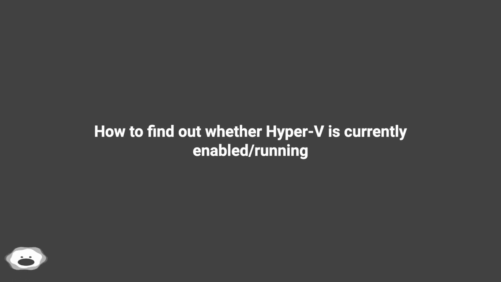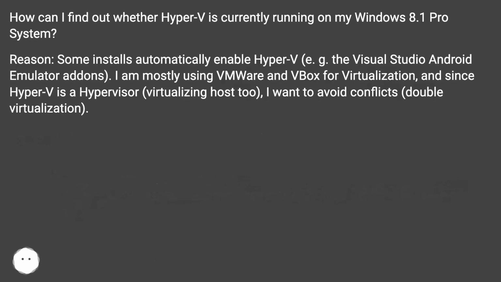How to find out whether Hyper-V is currently enabled/running. How can I find out whether Hyper-V is currently running on my Windows 8.1 Pro system? Reason: some installs automatically enable Hyper-V, e.g., the Visual Studio Android emulator add-ons. I am mostly using VMware and VirtualBox for virtualization, and since Hyper-V is a hypervisor, virtualizing the host, I want to avoid conflicts, double virtualization.